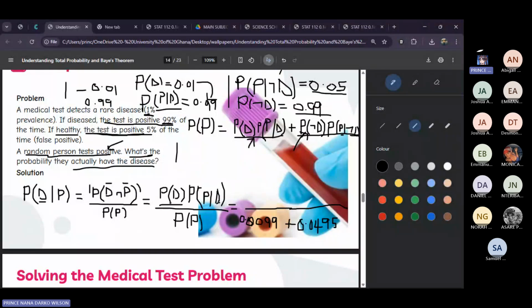which in this case is probability of D times probability of P given D. And we've already calculated that to be 0.009. So then we insert that into the formula.